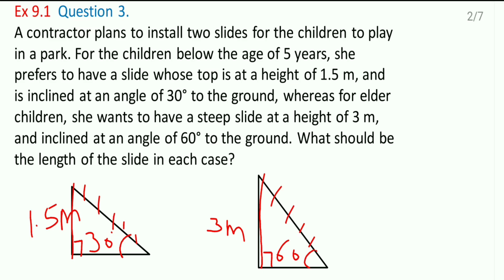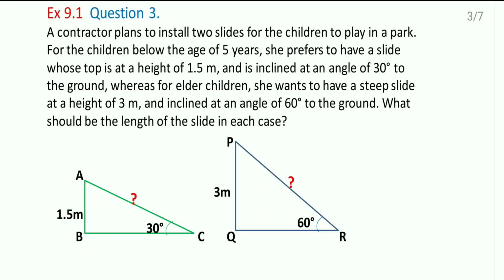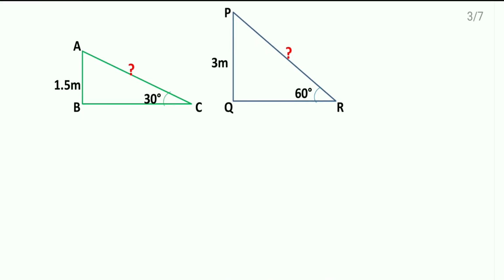What should be the length of the slide in each case? We need to find out this length, this one and this one. Let us see the proper figures here. Right, here we need to find out length of AC and PR. We will make use of trigonometric ratios.